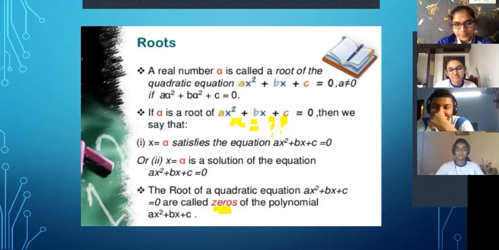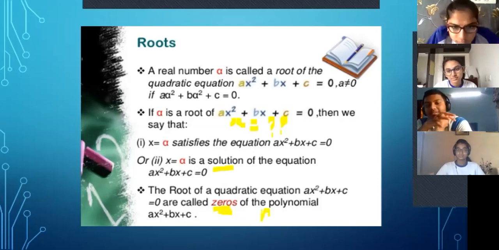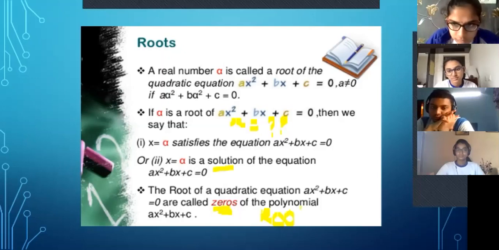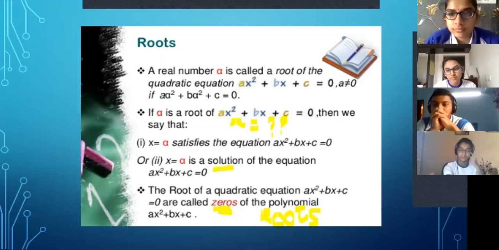Yes, dear. And they are known as roots, zeros, or solutions. Perfect. It's already there up on the screen. They are known as solutions, zeros, and even roots. The same way you were doing for linear equations. Nothing different. So if the question asks you to find the roots, the solution, or the zeros, you should know what it is. Shushti, did you understand? Vaibhavi, is it clear?